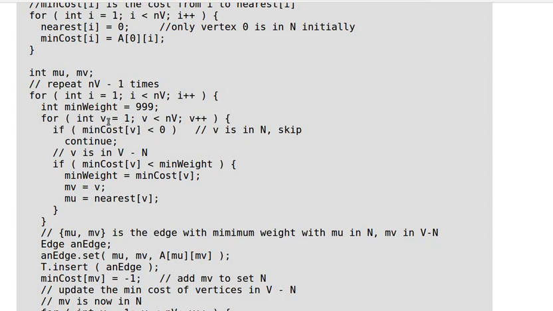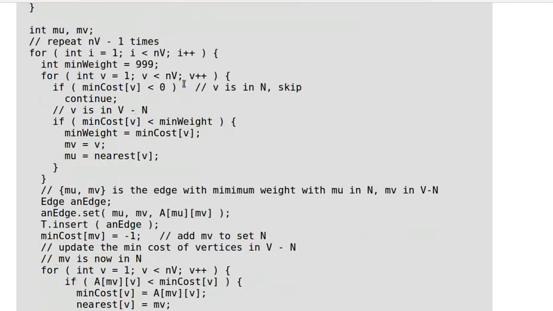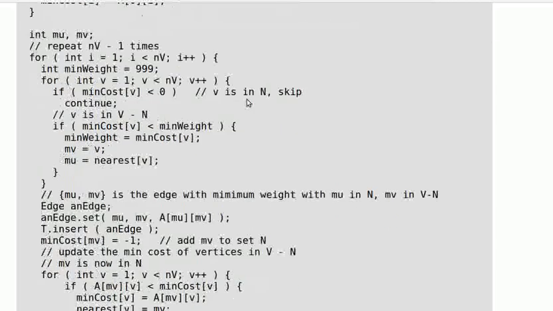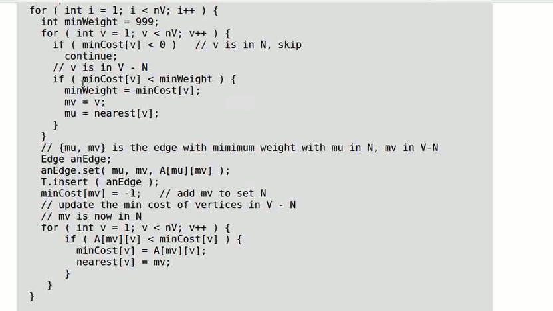And we start from 1 here, so we don't consider 0. So at the beginning, we consider all the vertices in V minus N. And if the mean cost of v is less than the minimum weight, as a smaller weight, then we set minimum weight to mean cost v, and update mv to be v, and mu to be that vertex.